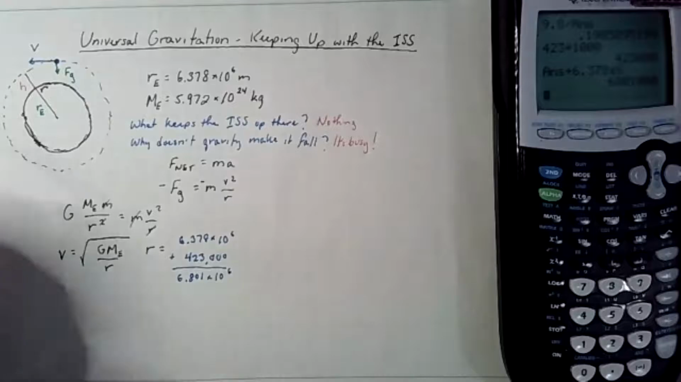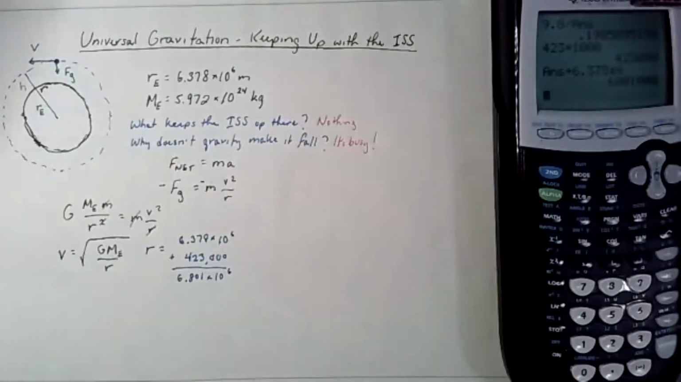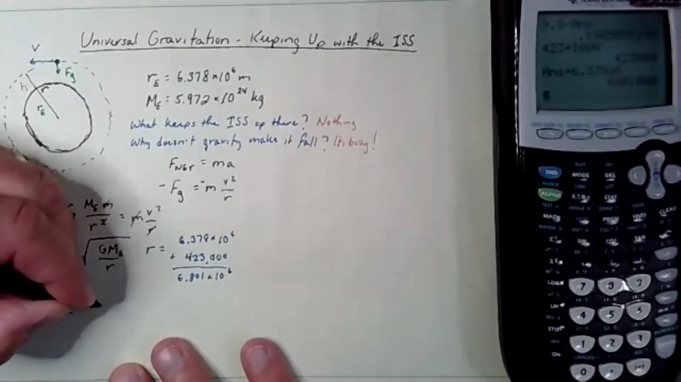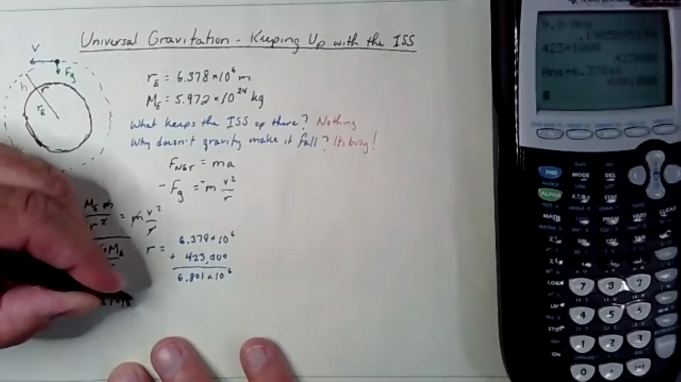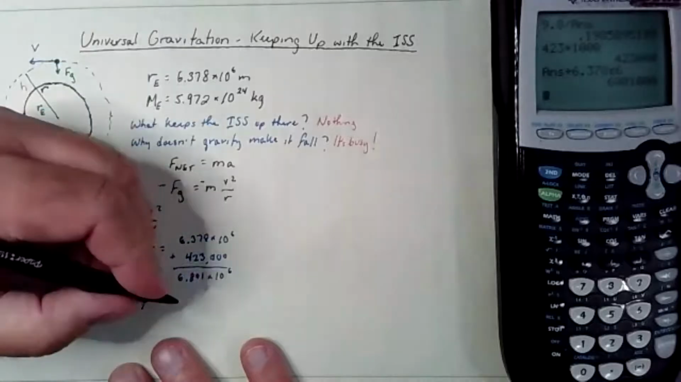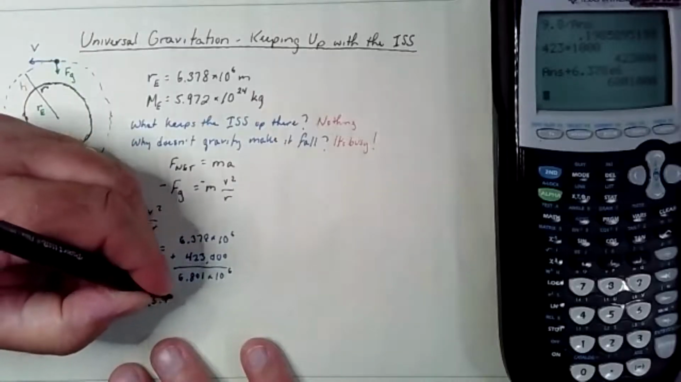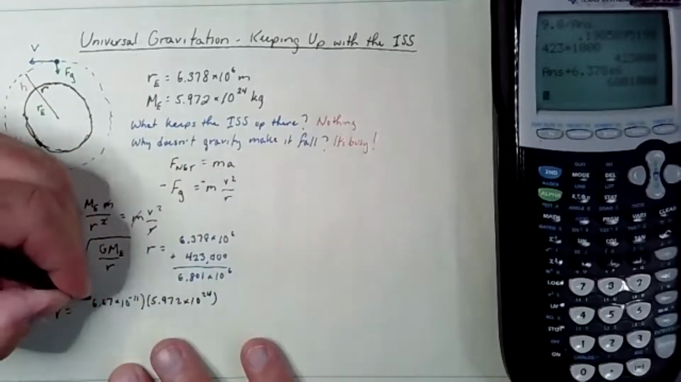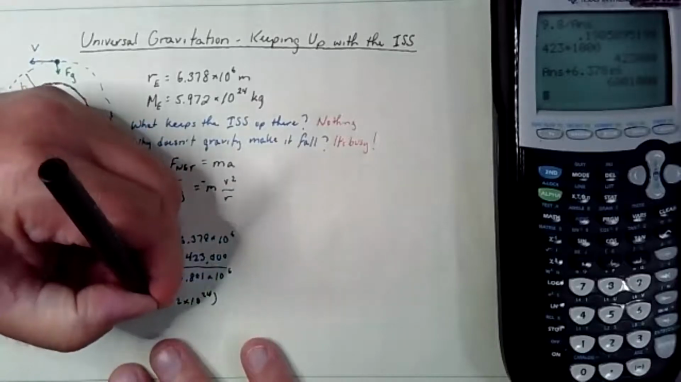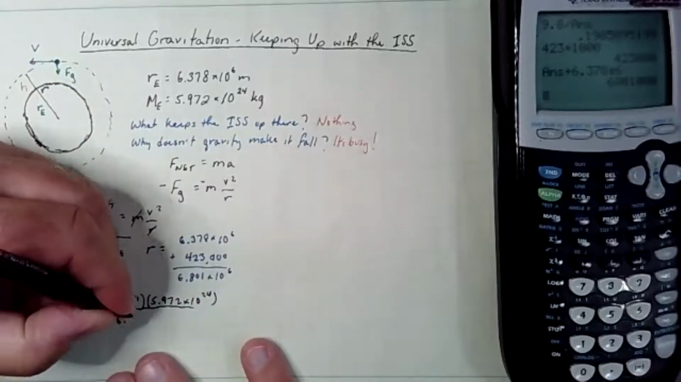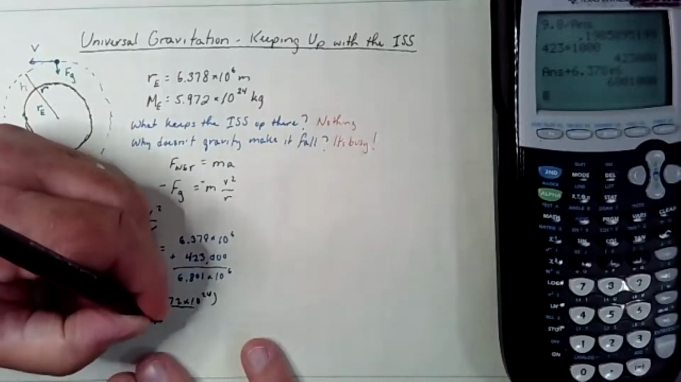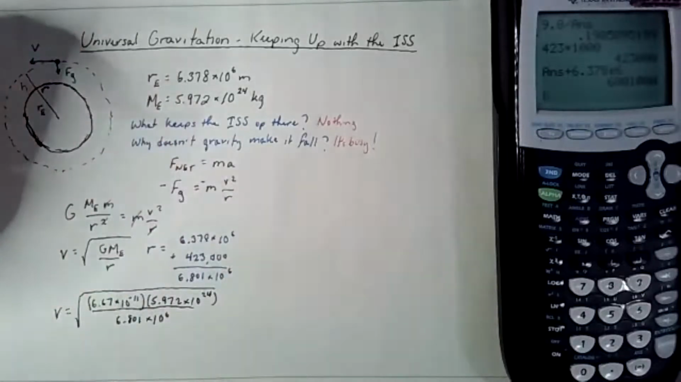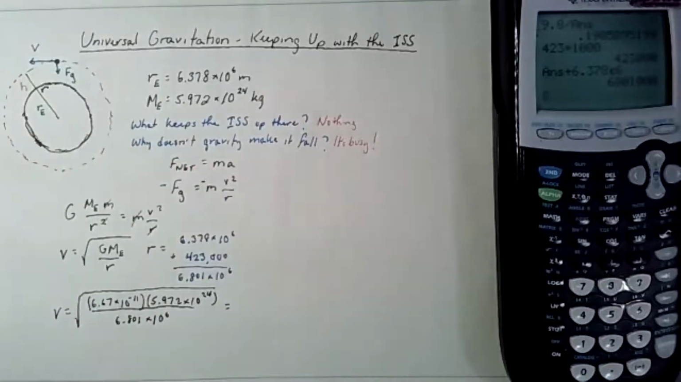So now, in order to calculate the speed, we're going to fold that in. So 6.67 times 10 to the minus 11. And the mass of the Earth is 5.972 times 10 to the 24th. And then divide by the radius, which we just got, so 6.801 times 10 to the 6th power, and then we'll take the square root of the whole thing. And we'll see what that equals.